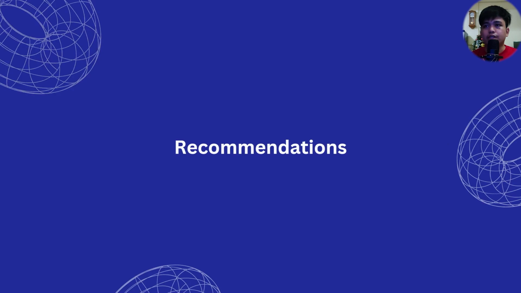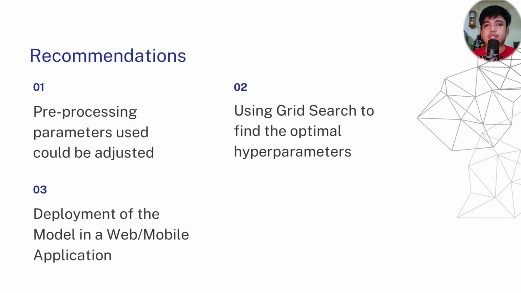For our recommendations, for our first recommendation, we recommend that the pre-processing parameters used could be adjusted. For example, in the enhanced cutting edge detection, we could use the mean values of the image rather than the median, or even the 23rd percentile or 70th percentile, to test whether this affects the scores of the model. Next is to use a grid search to find the optimal hyperparameters, not just for the linear SVM and the RBF, but also for the polynomial kernel SVM. And then finally, the models could be deployed in a web or mobile application.